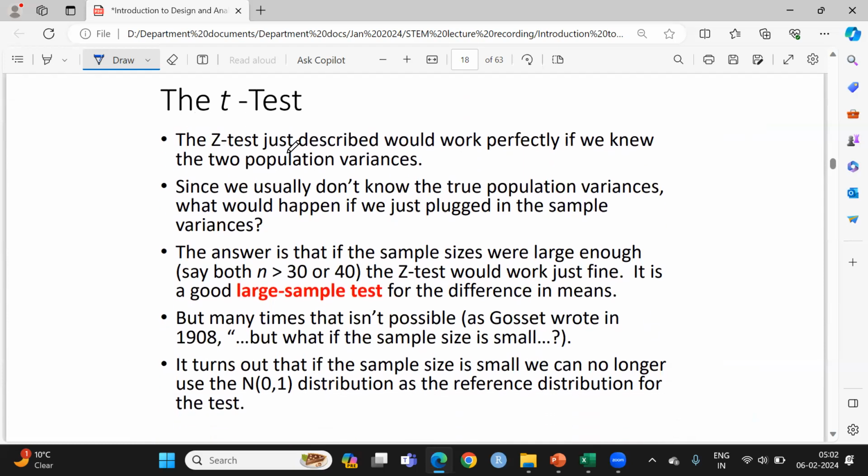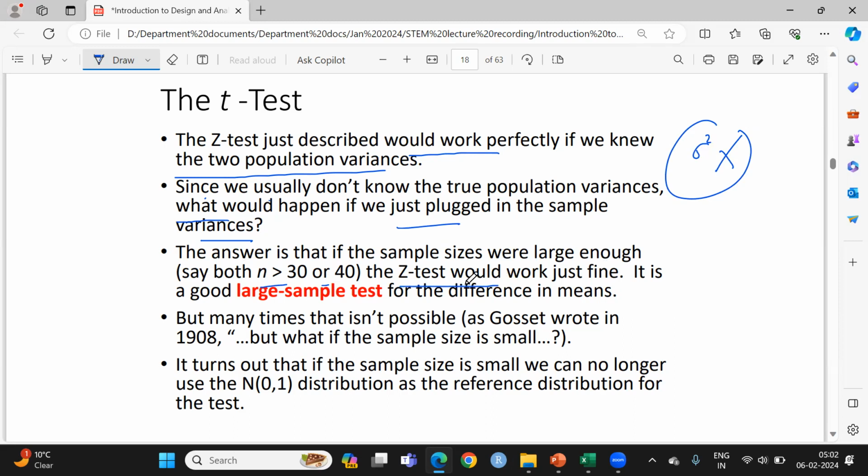The z-test just described would work perfectly if we knew the two population variances, right? Since we usually do not know the true population variance, what would happen if we just plugged in the sample variance? As already told you, we do not have the value of the population variance given to us, so what we do is replace the sigma square value with the sample variance. The answer is that if the sample size were large enough, say both n greater than 30 or 40, the Z test would work just fine.